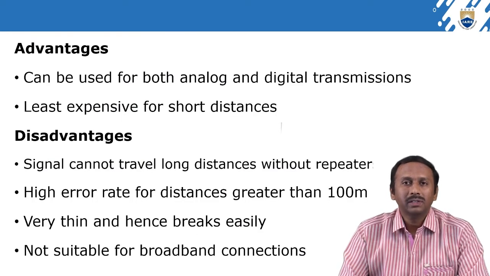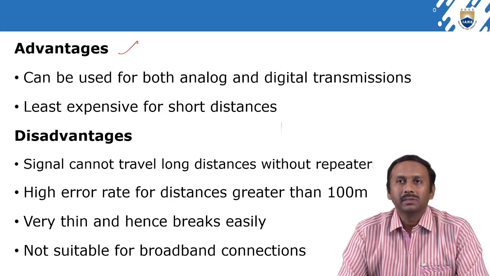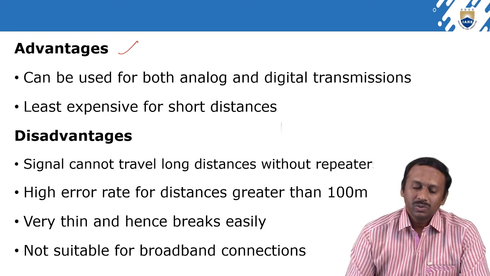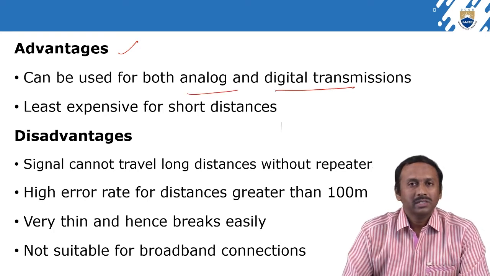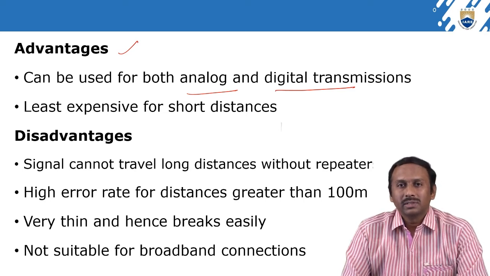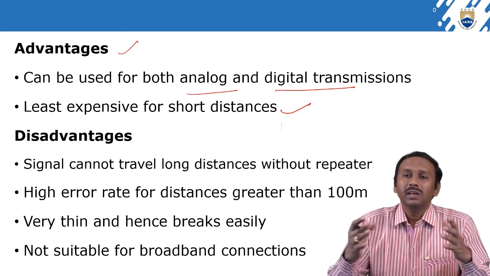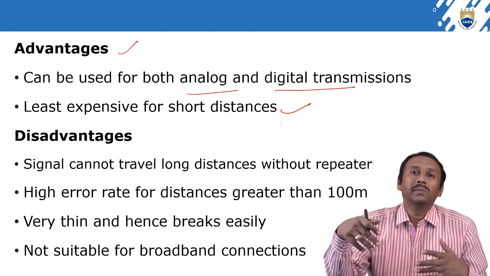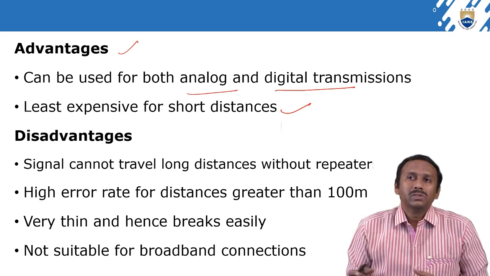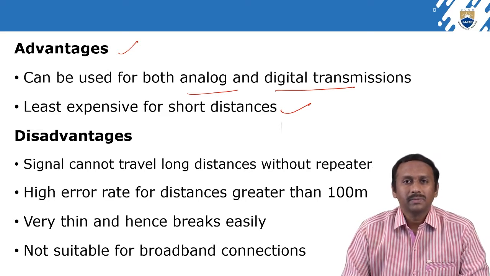Now we'll see the advantages and disadvantages of twisted pair cable. Among the advantages, it can be used for both analog and digital transmission. It supports both types. It is also the least expensive for short distances. That means whenever data transmission takes place within a very limited range, within a building or within a room, these types of cables are enough to transmit the data or signals.